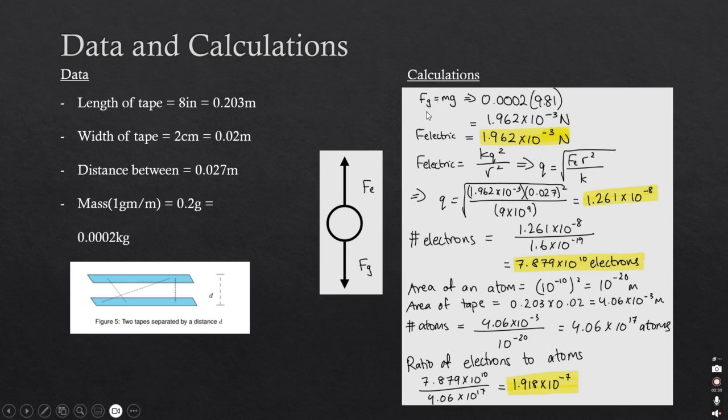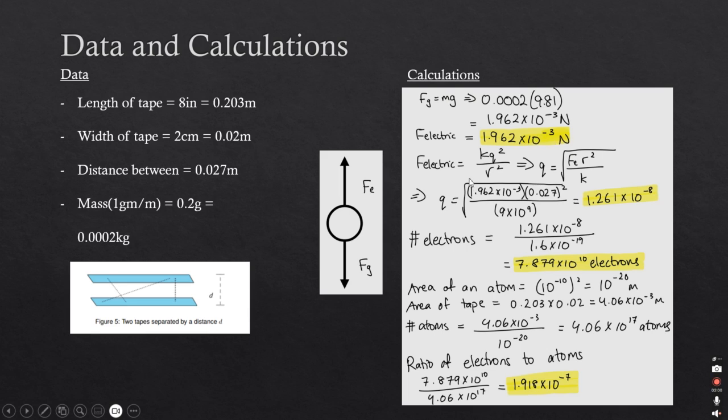For my calculations, first I found the force of gravity on the tape. I multiplied the mass of the tape times the acceleration due to gravity, which gave me 1.962 times 10 to the power of negative 3. And since the electric force and the force of gravity are balanced, the electric force is equal in magnitude to the force of gravity, which is also 1.962 times 10 to the power of negative 3 newtons.